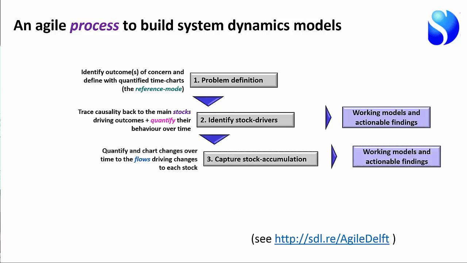Right? Then you say, so how fast are you winning customers? Oh, we're winning about 3 per month. Okay, there's the flow rate. So you immediately get a working model and quite often actionable findings. Then you quantify the stock accumulation, then you extend the working model, and you get actionable findings.